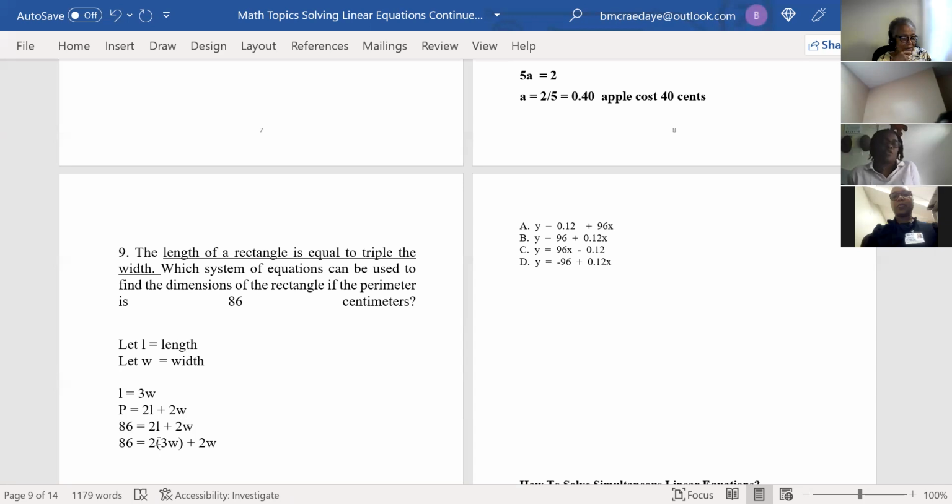So you said three, because 2 threes is 6W. Right. Well, if you had to solve this now, these are the equations, because it'll ask you what system of equations, which would really be L equals 3W and 86 is 2L plus 2W. But now if we substitute 3W for L, and we've got 3W and 2 times that, how would you calculate W?